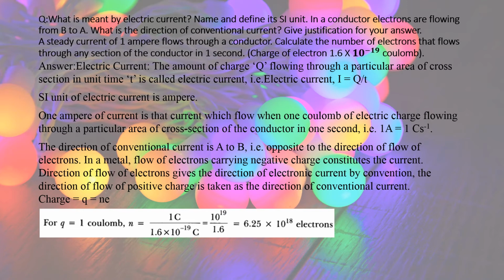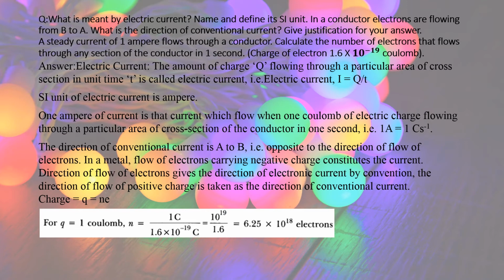A steady current of 1 ampere flows through a conductor. Calculate the number of electrons that flow through any cross section of the conductor in 1 second. Charge of electron is equal to 1.6 into 10 raised to minus 19 coulomb. Here, if you are following the steps, then it will be easy. So you have to answer as the questions are asked in subdivisions.